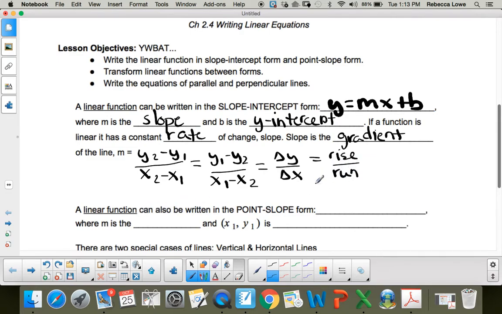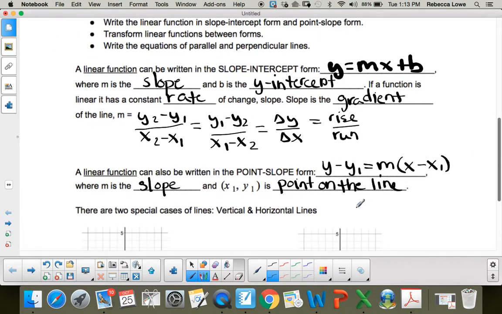A linear function can also be written in point-slope form, which is y minus y1 equals m times x minus x1, where m is the slope, and (x1, y1) is actually a point on the line. Now we're going to be working with this form a lot. Make sure you understand that this can be rearranged to y equals m times x minus x1 plus y1, where the point is (x1, y1). Just make sure you understand those are equivalent.